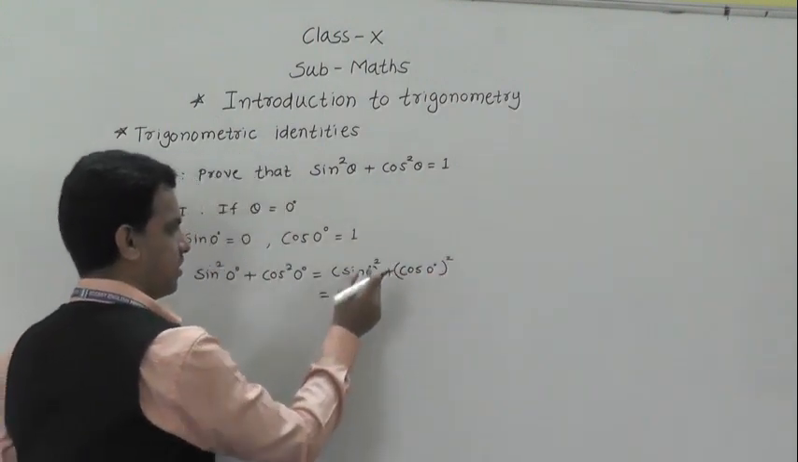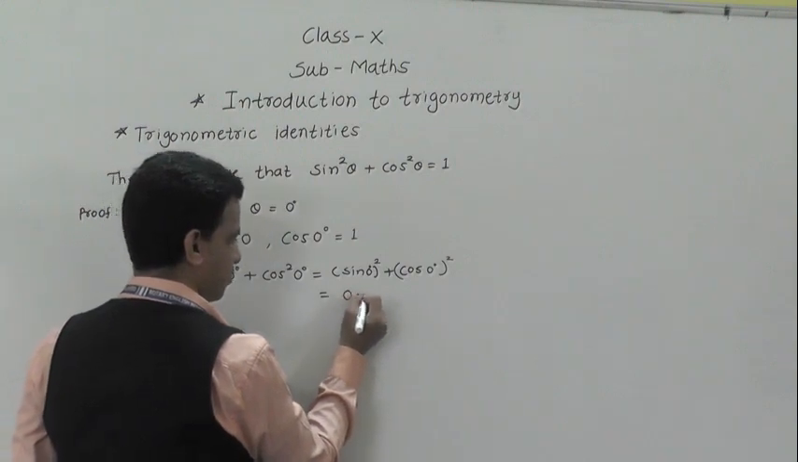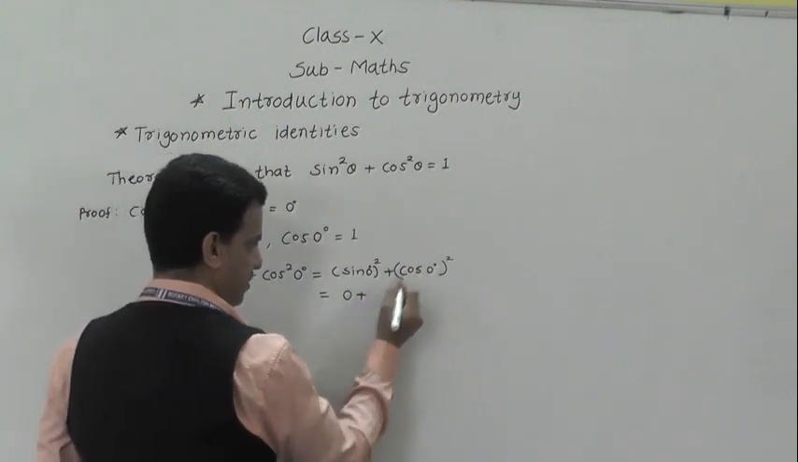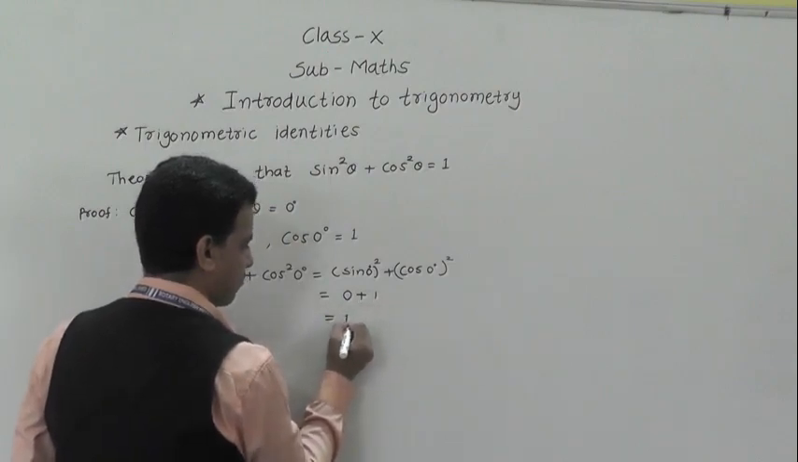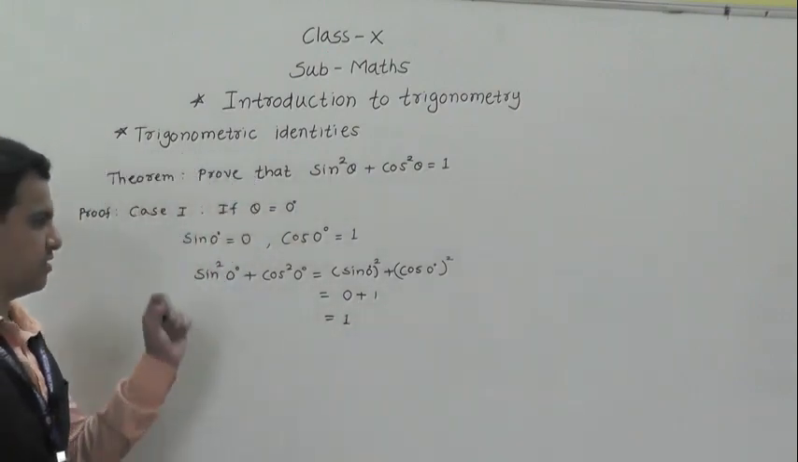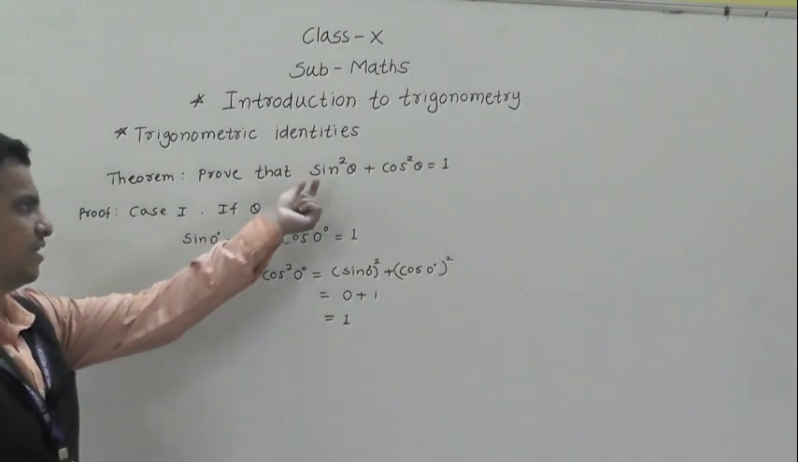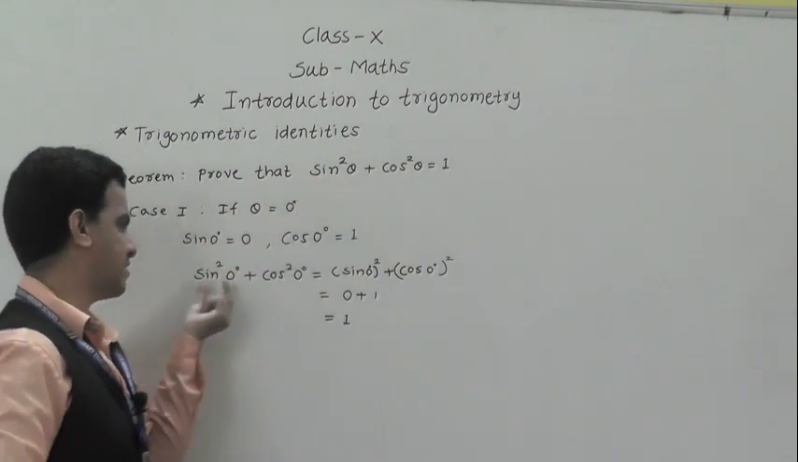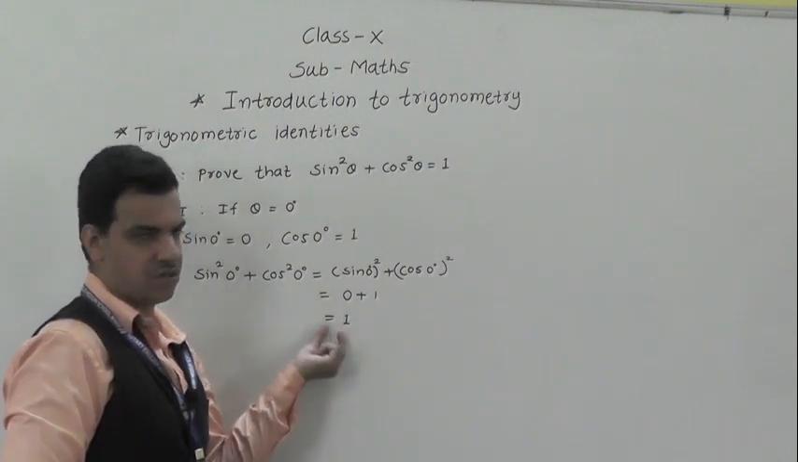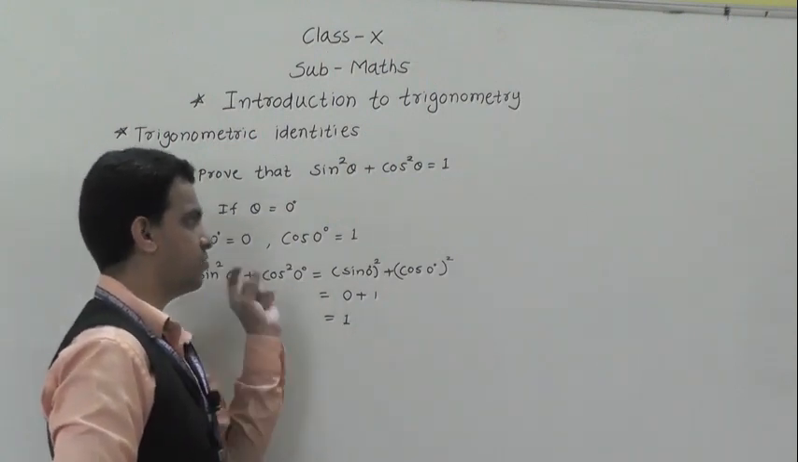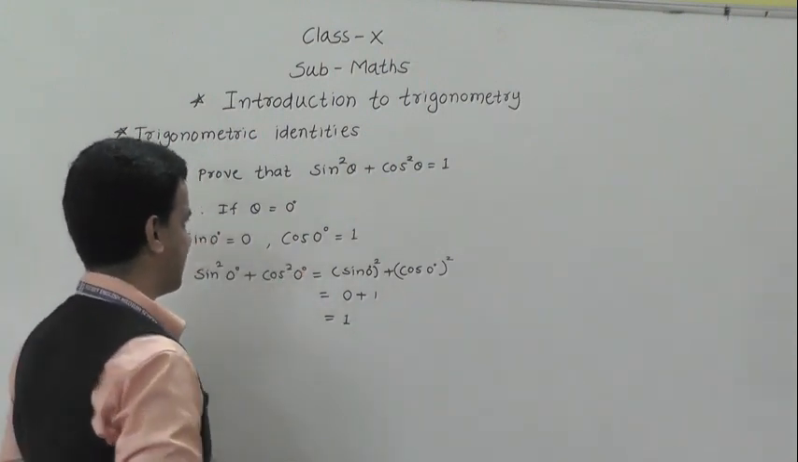Now sine 0 degree is 0, plus cos 0 degree is 1, 1 square is 1, so 0 plus 1 is 1. So for 0 degree this identity is satisfied, that is sine square 0 degree plus cos square 0 degree is 1, or sine square theta plus cos square theta is 1. For 0 degree it is satisfied.